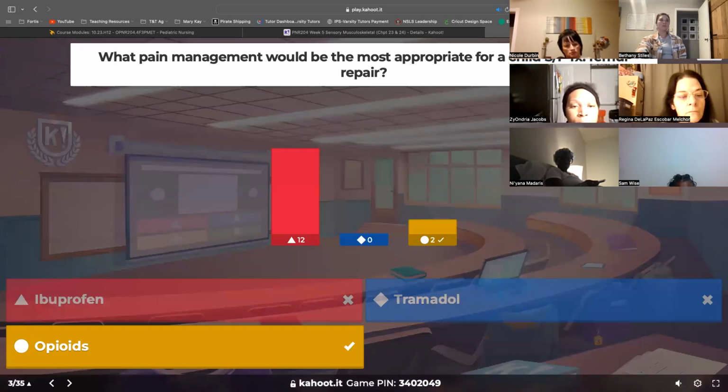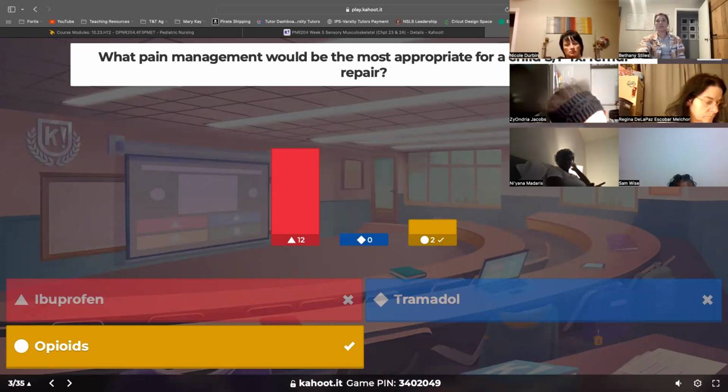So our femur fractures are going to be moderate to severe pain. So it would be appropriate to use an opioid for those. So if it were just mild pain, then ibuprofen would be appropriate. But typically with a fractured femur, you're going to have a moderate to severe amount of pain.